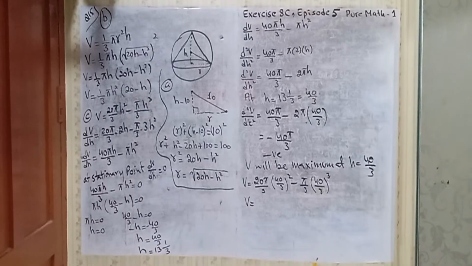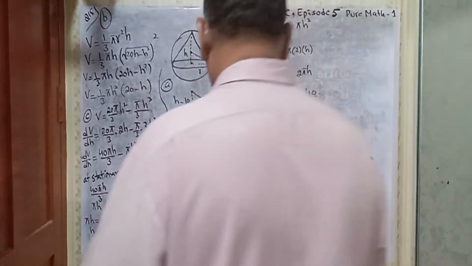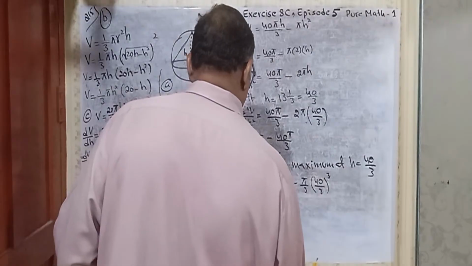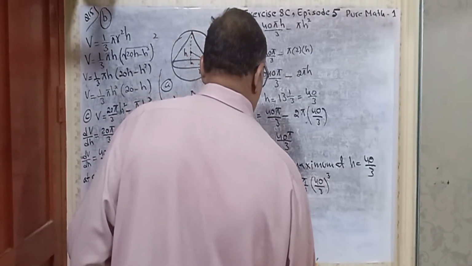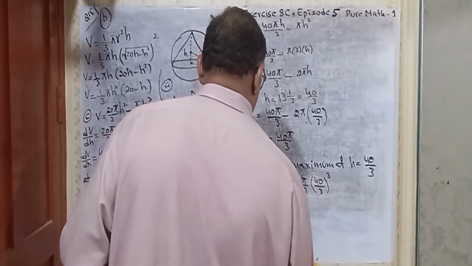Very simple, just enter these values in your calculator. So this is 20π divided by 3, multiplied by the bracket 40 divided by 3 squared, minus π divided by 3 multiplied by the bracket 40 divided by 3 raised to power 3. The answer is 1241.12.